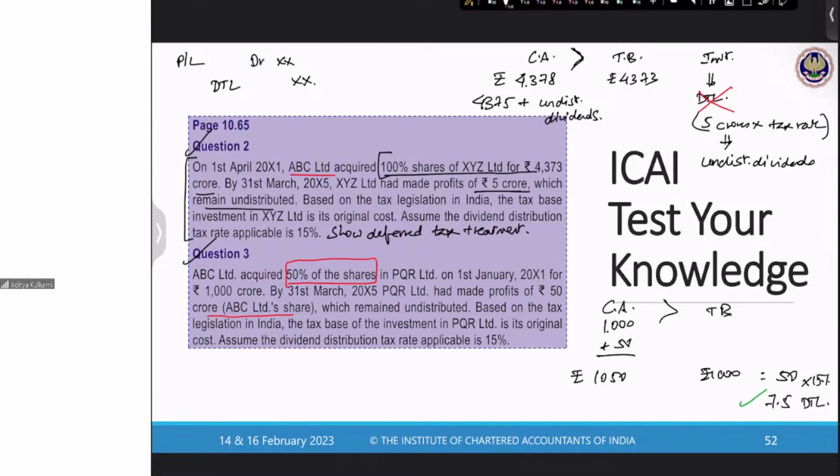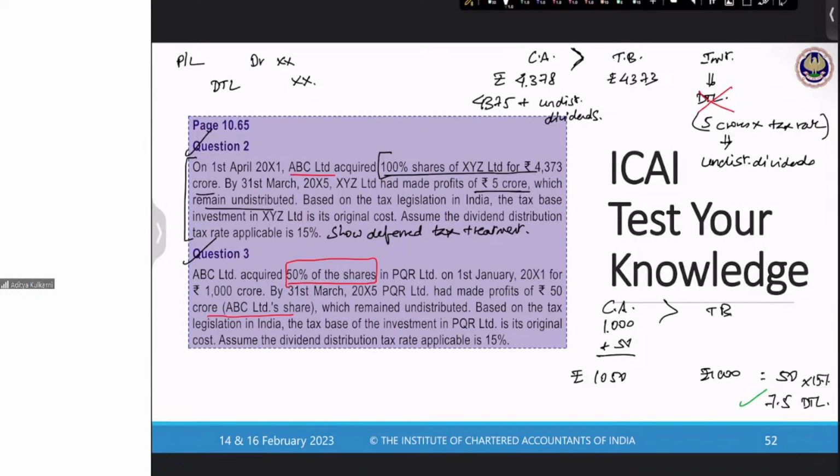The reversal will happen. But what if the dividends are never distributed? Sir, if dividends are never distributed, this difference will not be a temporary difference. It will be a permanent difference. It will be an other than temporary difference. That means it will never match in the future.